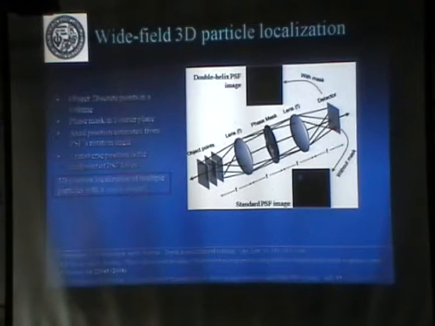So how do we use this in imaging and microscopy? What we're going to do is build a mask, a hologram, and put it in the Fourier plane, somewhere in between the lenses.